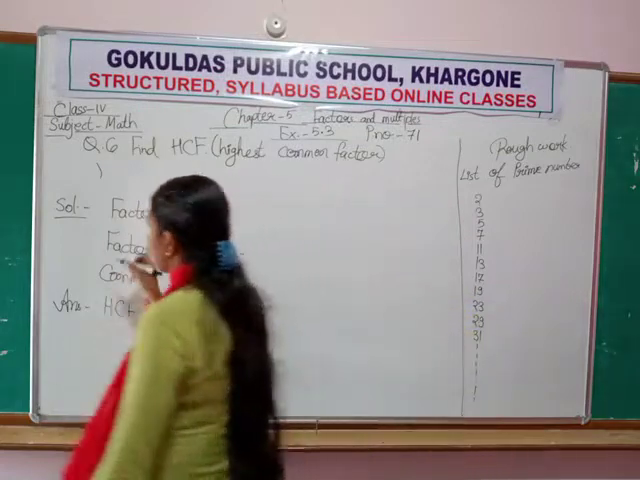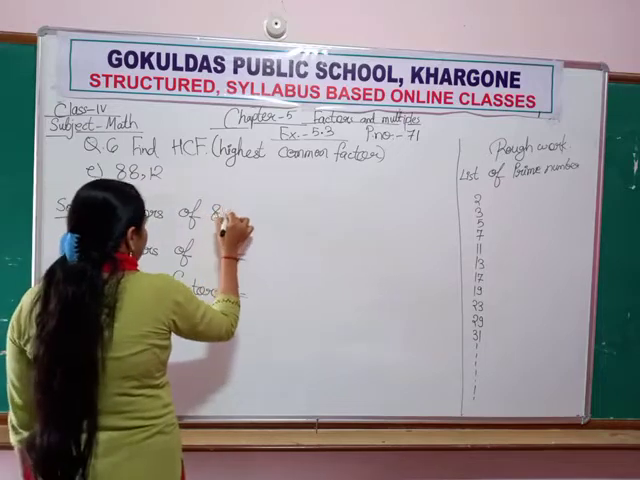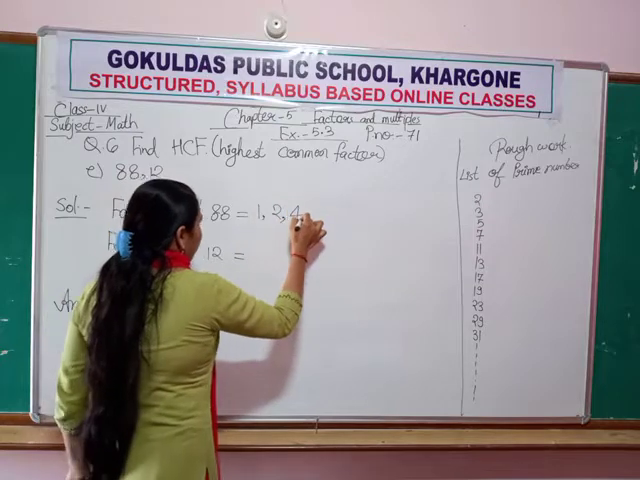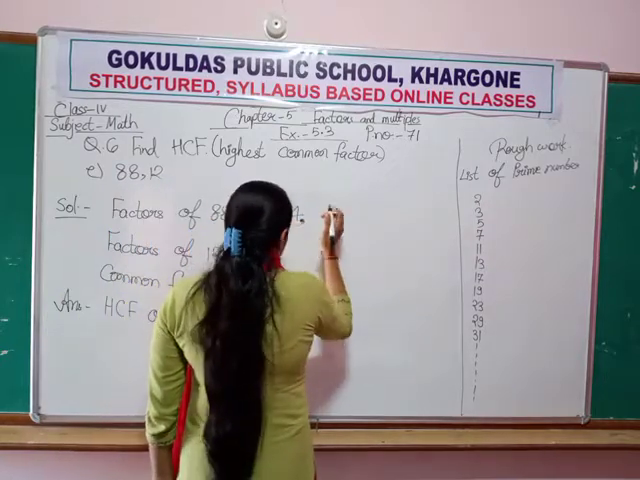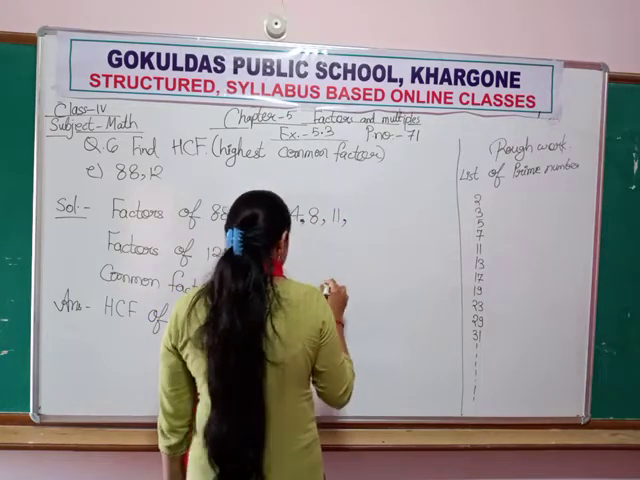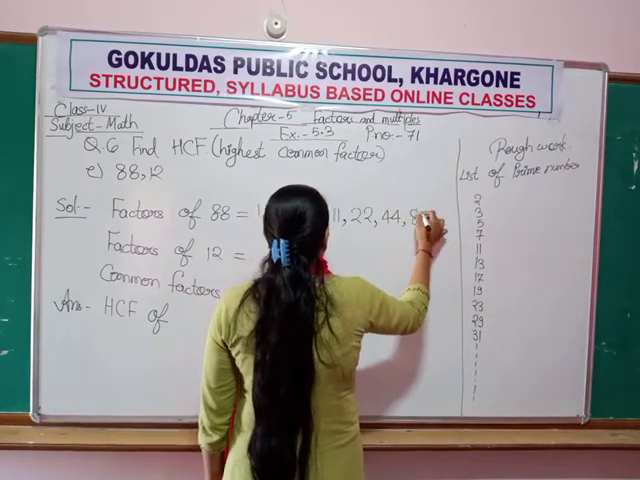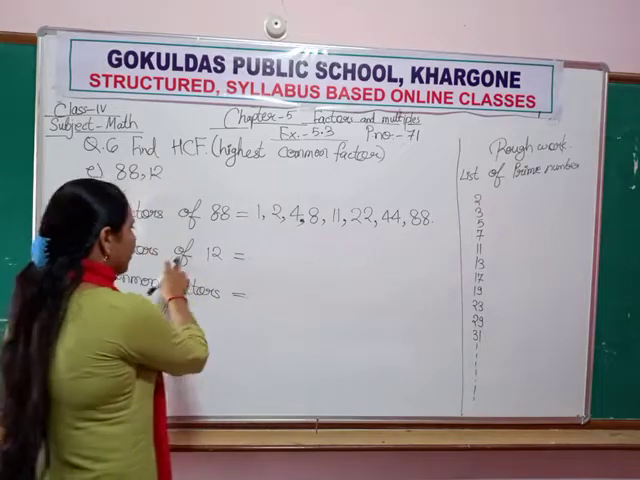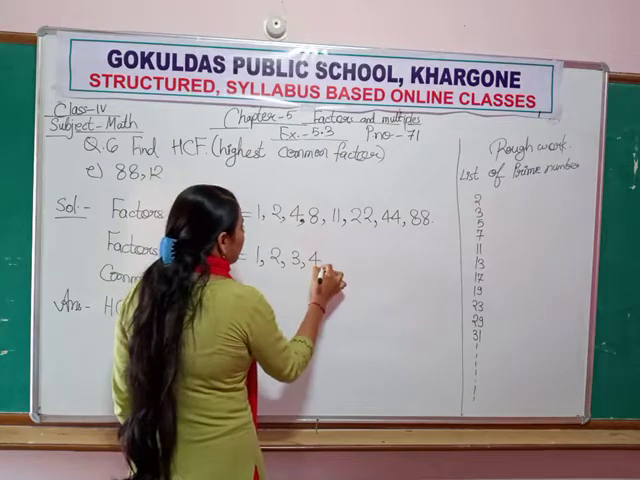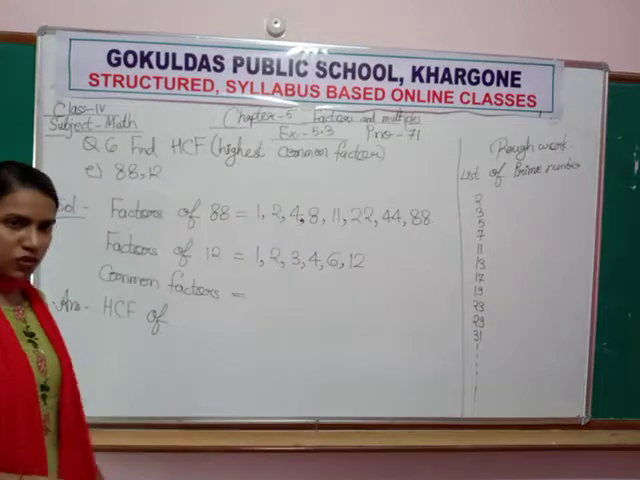Given numbers are 88 and 12. So first of all write the factors of 88: 1, 2, 4, 8, 11, 22, 44 and 88. These are the factors for number 88. Now write the factors of 12. So 1, 2, 3, 4, 6 and 12. These are the factors for number 12.